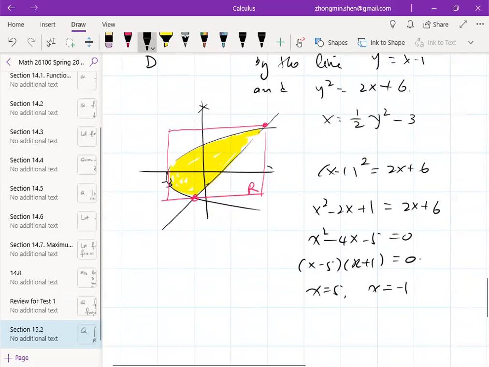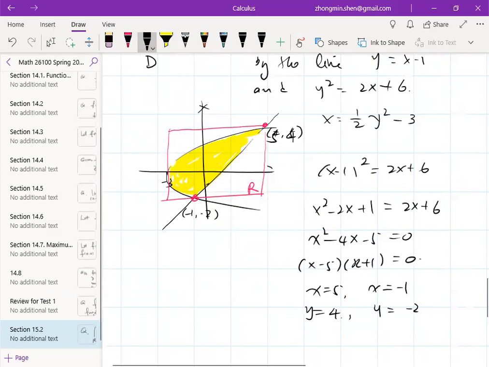Look at this picture. It's reasonable, right? When x equals 5, the y value is x minus 1, so it's 4. Here the y value is x minus 1, which is negative 2. So negative 1, negative 2, and here's 5 and 4. All right, so you've got two points.